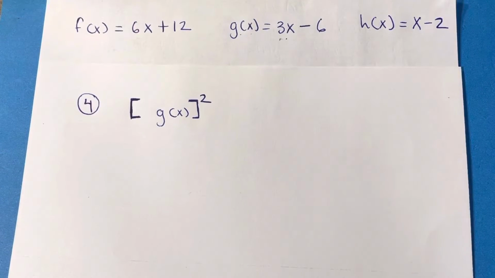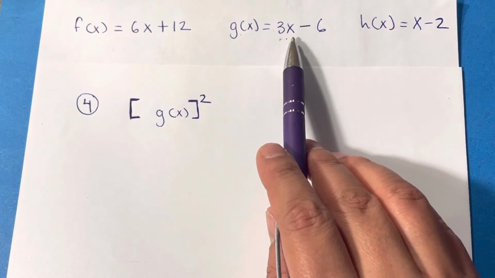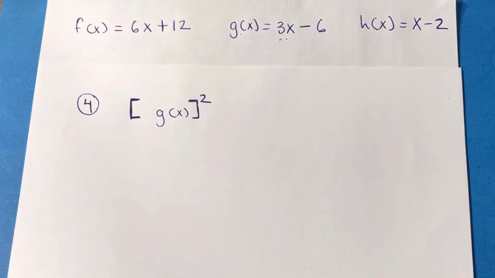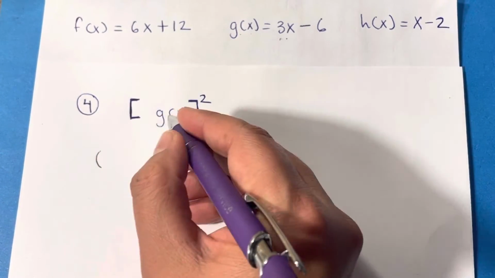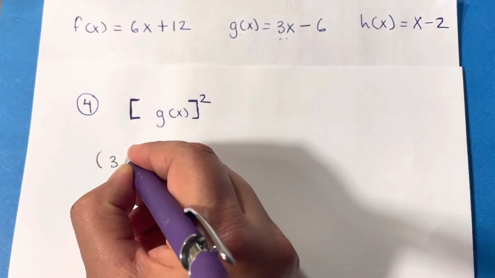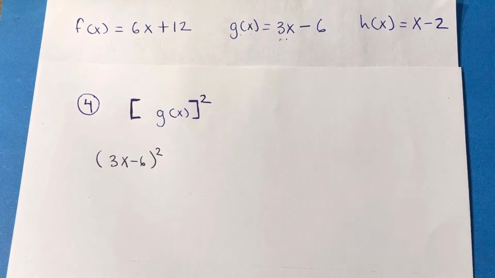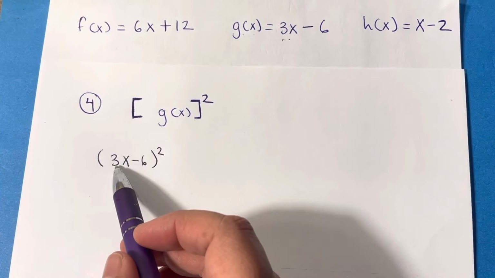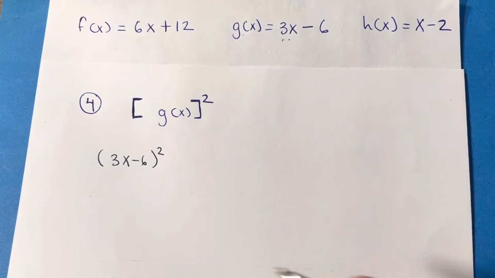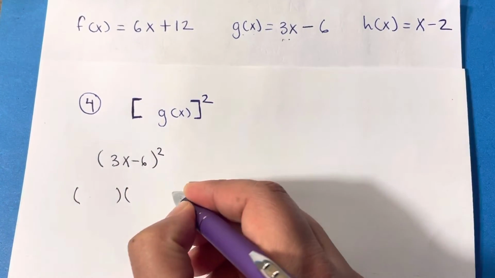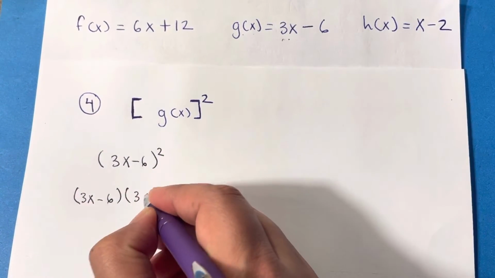Okay. For number 4, it says that you're going to have g of x, which is 3x minus 6, and raise that to the second power. So I'm going to do it in two different ways. First, I'm going to do it in the long way. G of x is 3x minus 6, and we're going to square that. We have to be careful because some people get confused and they think, oh, 3x squared is 9x squared, and negative 6 squared is positive 36. But in reality, what it means is that you're going to multiply that function 3x minus 6 two times.